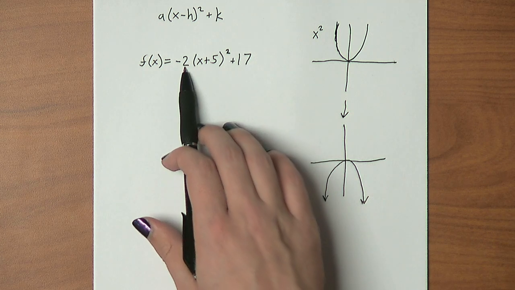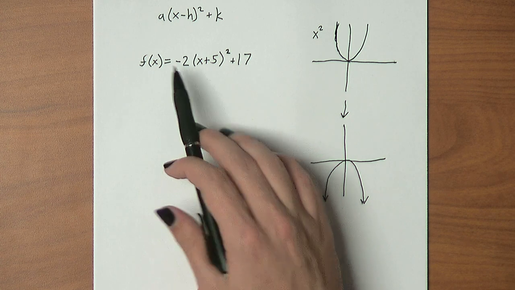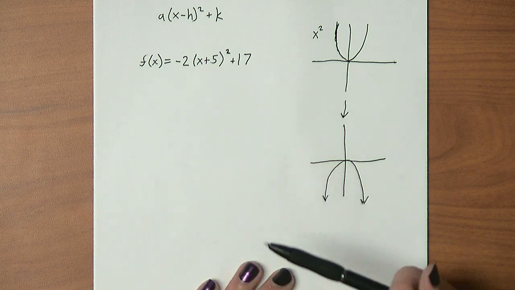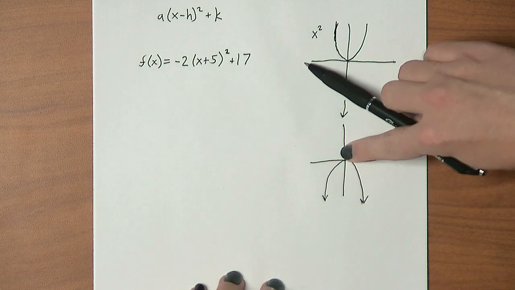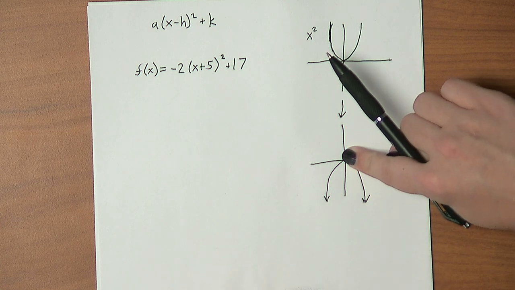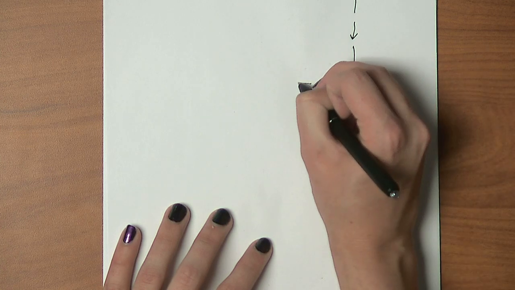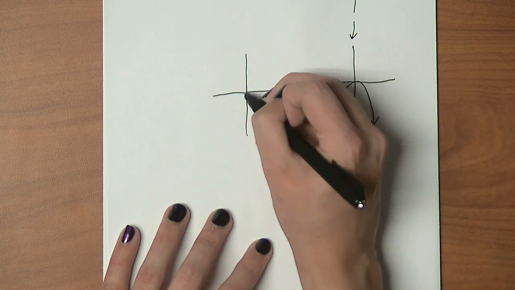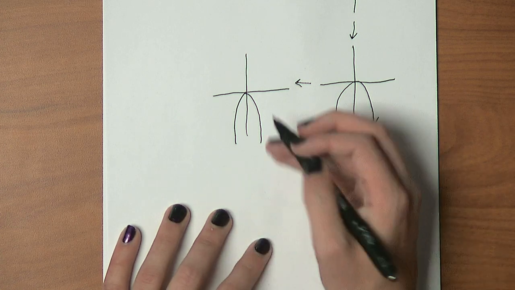Now, I look at the 2. Since this is a number greater than 1, ignoring the negative for now, I'm going to do a vertical stretch. So I'm going to pin the vertex there and sort of stretch it out. So it's going to get thinner through this transformation. So it's still going to be flipped upside down, but it's going to get pulled out. Just look a little thinner.